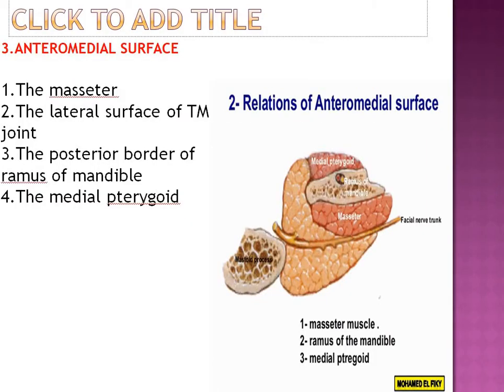Now the anteromedial surface, basically the masseter. The relations of the anteromedial surface are 3: the masseter, the lateral surface of the temporomandibular joint, the posterior border of the ramus of the mandible, and the medial pterygoid. So as we can see, this is the anteromedial. So this is the parotid. The facial nerve is passing, which basically divides the parotid into superficial and deep lobes. And anteromedially, we can see the masseter, the lateral surface of the TM joint, the posterior border of the ramus of the mandible, and the medial pterygoid.